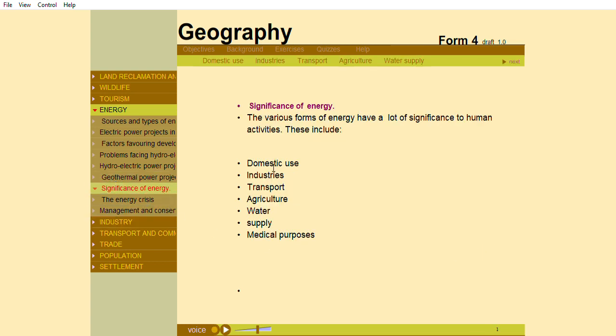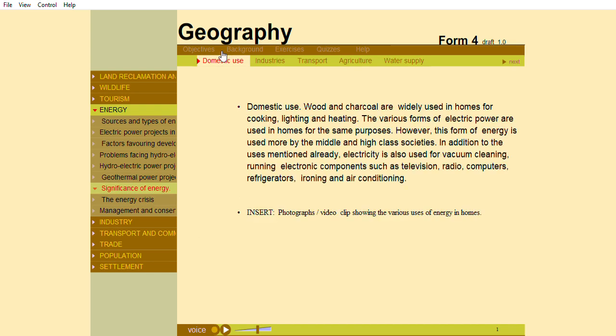The various forms of energy have a lot of significant domestic use. Woods and charcoal are widely used in homes for cooking, lighting, and heating. The various forms of electric power are used in homes for the same purposes. However, this form of energy is used more by the middle and high-class societies. In addition to the uses mentioned already, electricity is also used for vacuum cleaning, running electronic components such as television, radio, computers, refrigerators, ironing, and air conditioning.